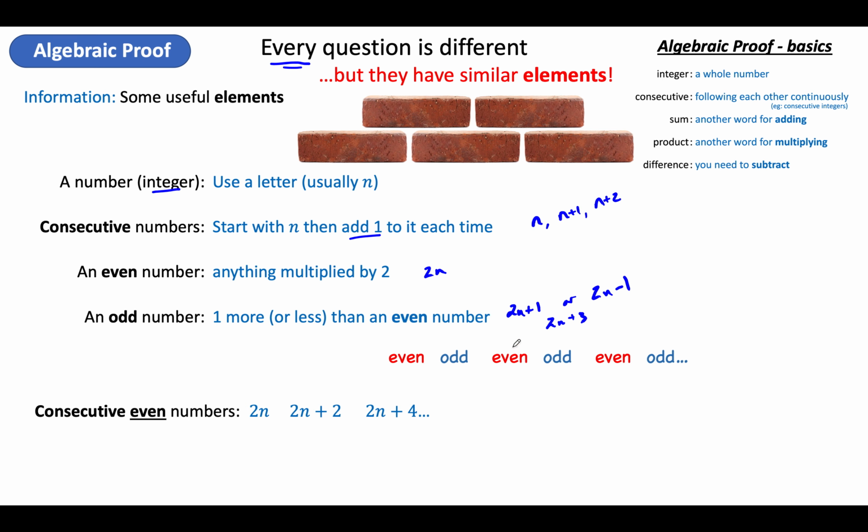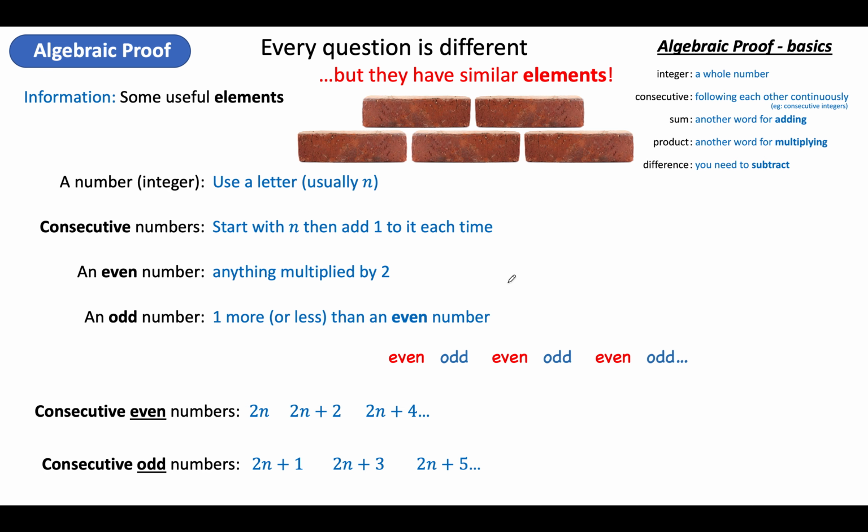Okay, consecutive even numbers. And I can do the same with odd numbers as well. I'm going to start with, say, 2n plus 1. Again, to get to the next odd number, I need to do 2 jumps along. So 2 jumps along from this number would be 2 more. So it's 2n plus 3. And then, of course, 2n plus 5, and so on. Okay? Now, those are your kind of basic building blocks of doing an algebraic proof question. So let's try and remember all those. Let's go and apply them to a couple of questions, because that's where it gets a bit more interesting. They're quite satisfying, these questions, when you get them right. Yeah?